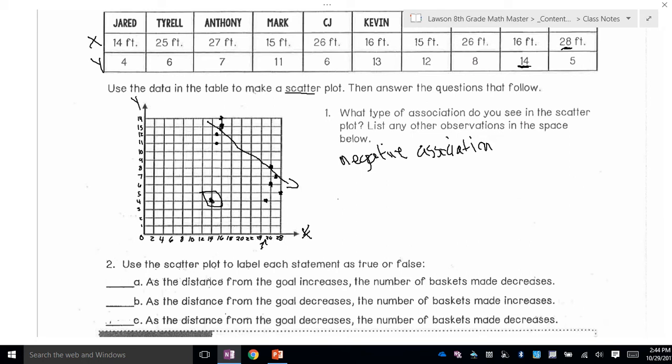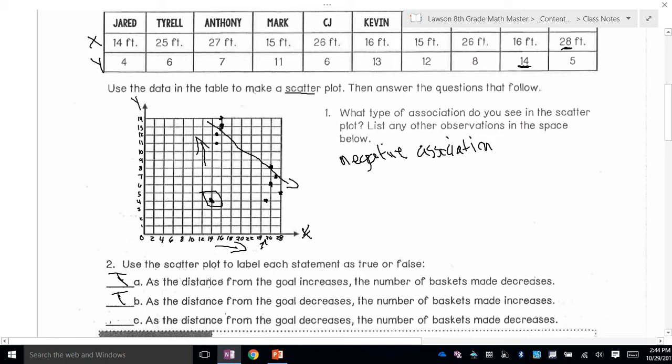So our x-axis is going to be that distance from the goal. So as that distance is increasing, what's happening to the number of baskets that they score? They're going down. So this is going to be true, right? They can score less as they get further away. As the distance from the goal decreases, the number of baskets made is increasing. So here, when they're standing closer to the goal, they're making more baskets up here. So that's also going to be true.